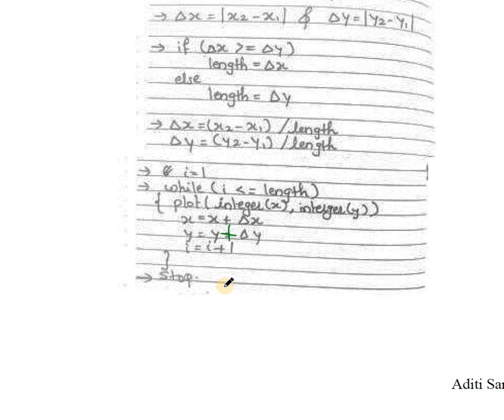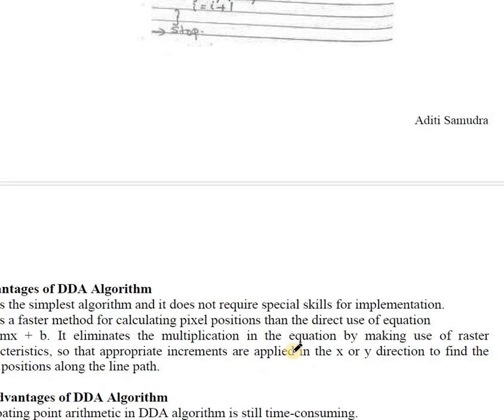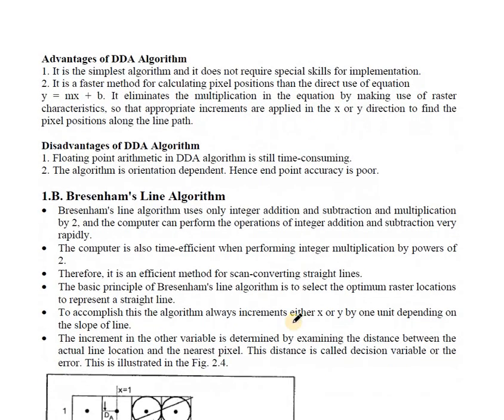Now we slowly go ahead with the advantages and the disadvantages of this algorithm. What are the advantages and disadvantages? The advantage is that it is very simple. The method of calculation is fast because we are using the direct equation for the line. Increment happens easily, but at the same time, the major problem over here is we are using floating point arithmetic, which is very time consuming.